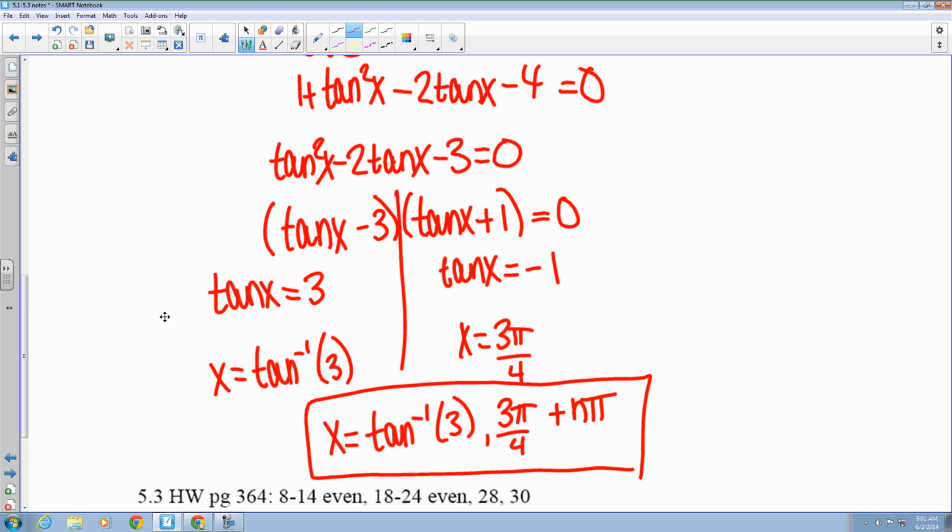Okay, and that is our section 3 on solving trig functions.